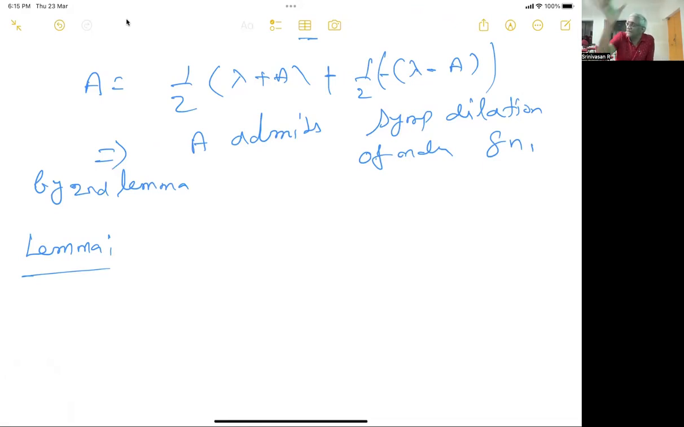You just have to take minus A and change everything. I mean, if L is symplectic, minus L is also symplectic, which you can verify from the original definition.